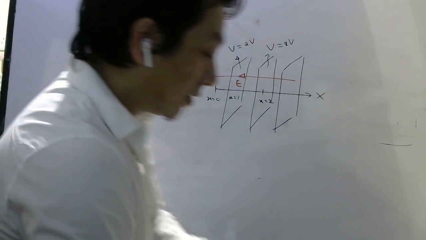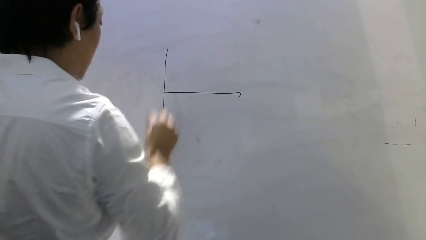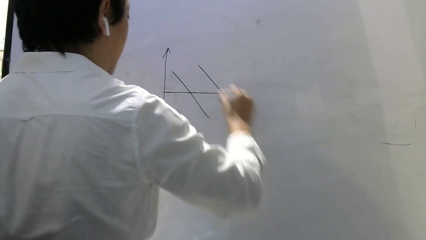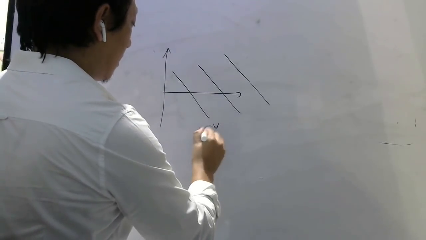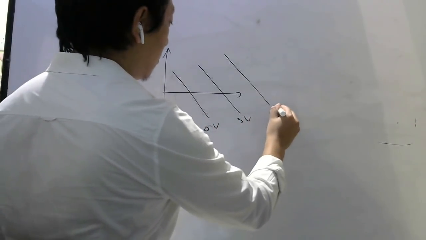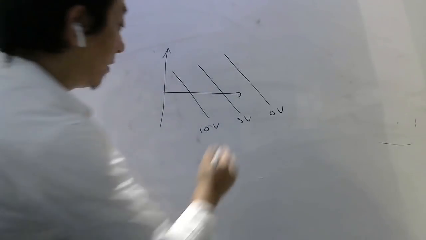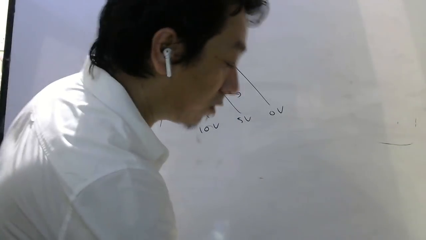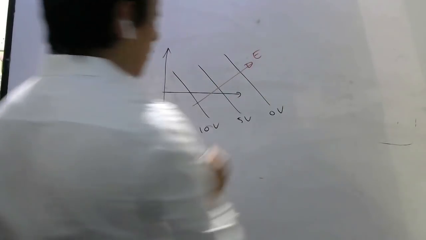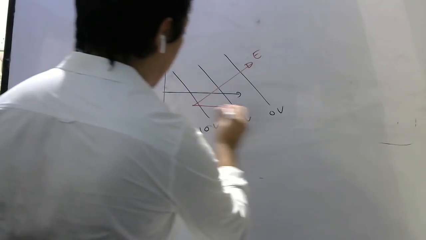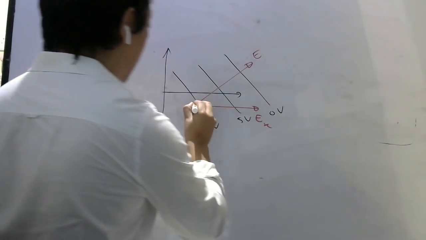Okay, fine. But again, I'm saying it may not be like this. Surfaces may not be like this all the time. What if your surfaces are like this? This is your x, this is your y, and the surfaces are like this. This is 20 volt, let's say 10 volt, this is 5 volt, this is 0 volt, like that. Then where will your electric field be? It has to be perpendicular to the surface, so it should be like this. So now you can see the electric field will have an x component also, and a y component also.